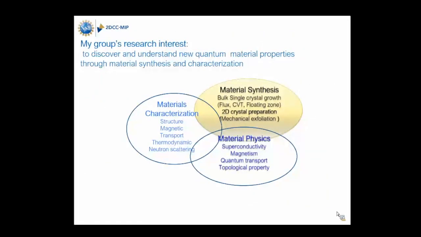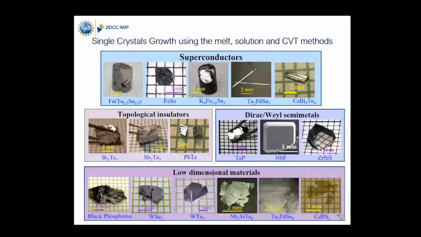So in the last few minutes, I want to make a very brief introduction to my research. My research interest is to discover and understand new quantum materials through synthesis and characterization. This summarizes what I have been doing and what I will do at Penn State: crystal growth, material characterization, property characterization, structural characterization, and material physics. We also study material physics, including superconductivity, magnetism, quantum transport, and topological properties.